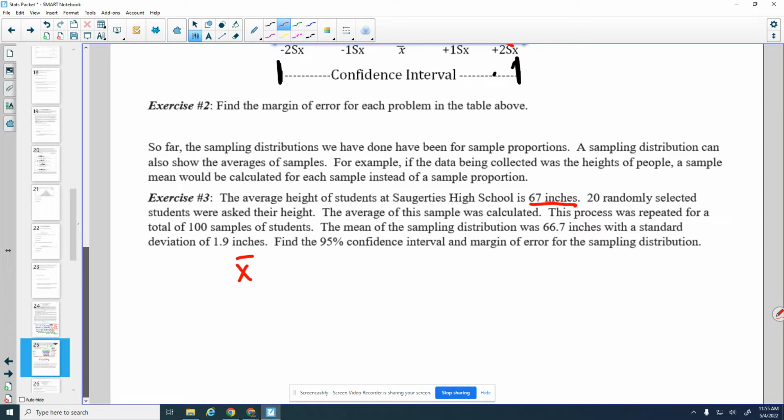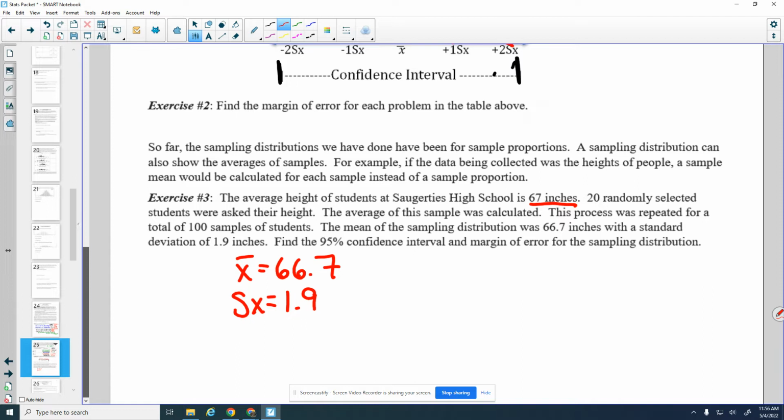So from the sampling distribution, if we set up a frequency table, we would get 66.7 for the average in our calculator, and the standard deviation is 1.9. So you'll see most of our means have been some sort of proportion. This is just an average instead of an average proportion. We're going to find a 95% confidence interval and a margin of error for the sampling distribution.